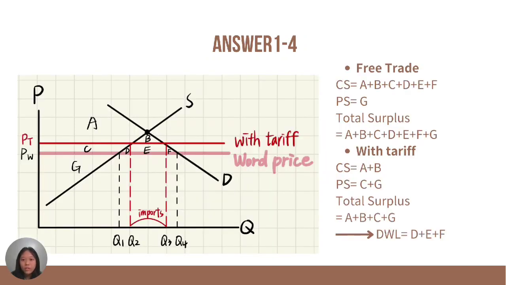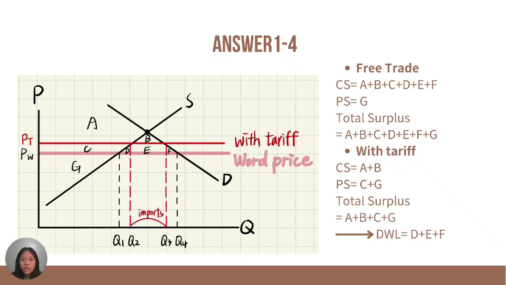When there are no tariffs, the price people pay in America is the world price. Above the price is consumer surplus, which is A, B, C, D, E, and F. And below the price is producer surplus, which is G.